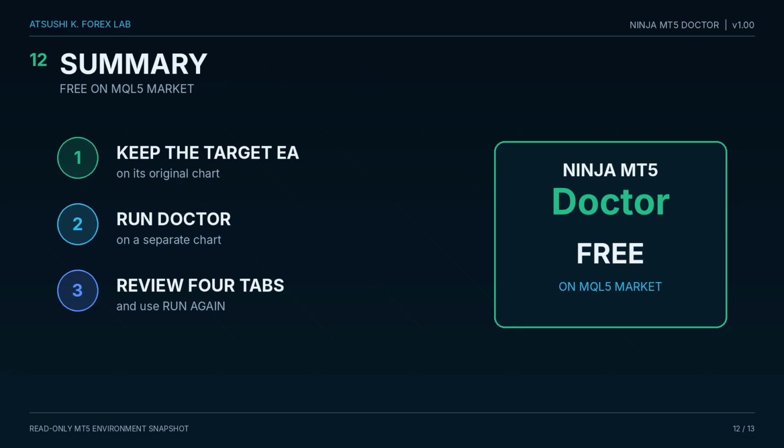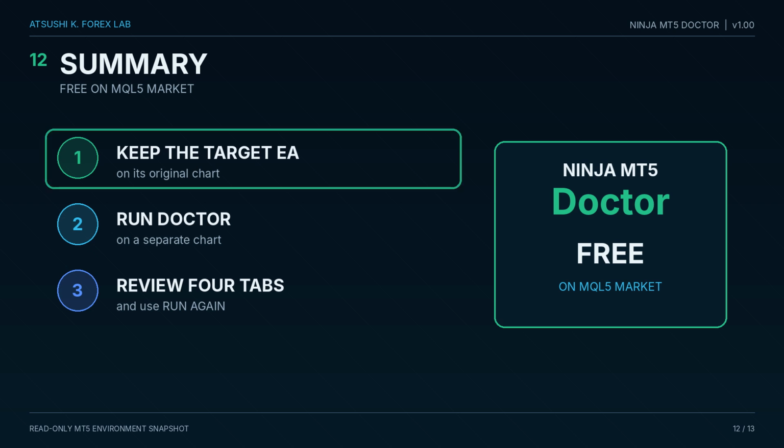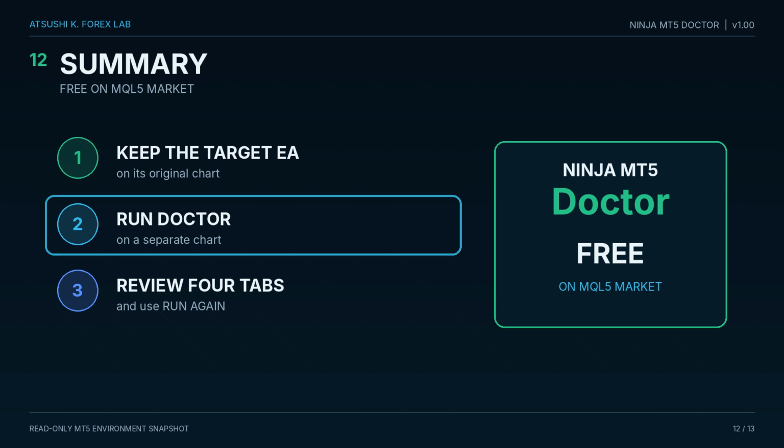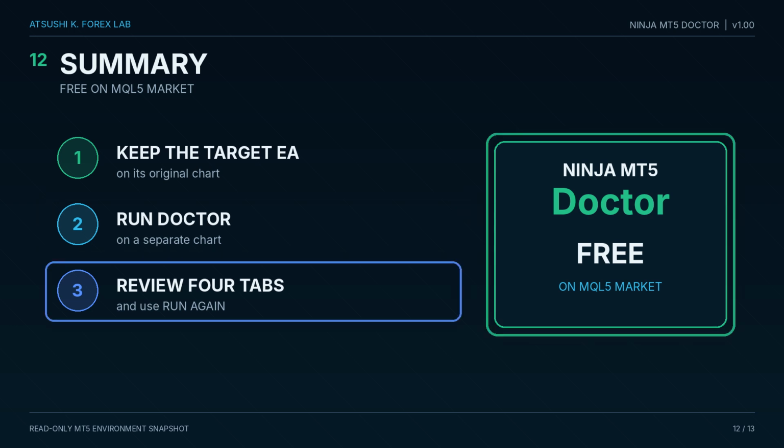So, when an EA seems inactive, do not assume the strategy is broken. First, separate the strategy from the environment. Keep the target EA on its own chart, run Doctor on a separate chart, review all 4 tabs, and use Run Again after making a change. Ninja MT5 Doctor is available free on MQL5 Market. Use it as a structured first check, then verify the target EA's own requirements separately.